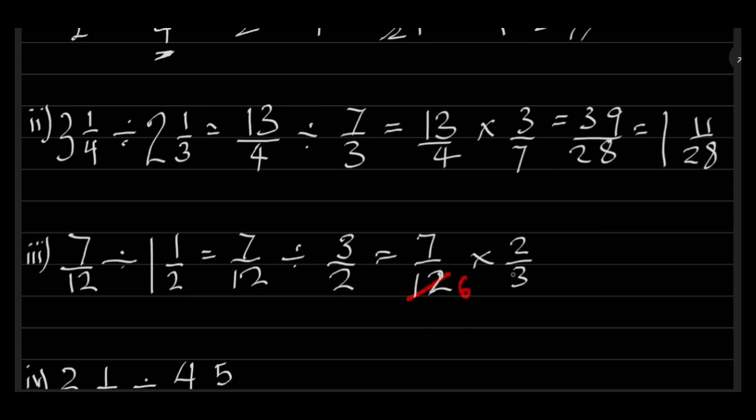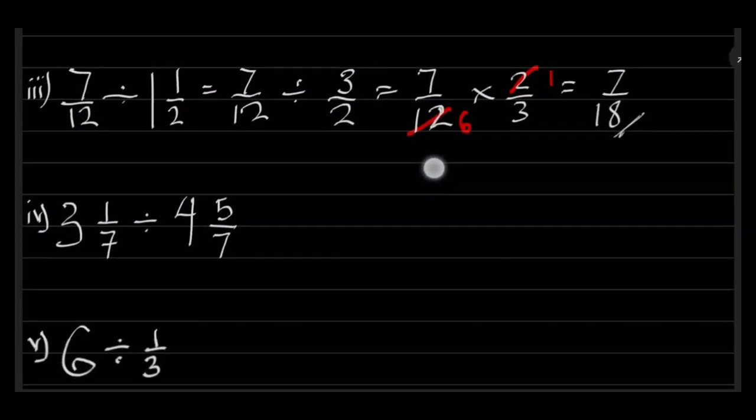2 into 12 will be 6. 2 into 2 will be 1. So we will end up having 7 times 1, which is 7. 6 times 3, which would give us 18. So our final answer is 7 over 18.